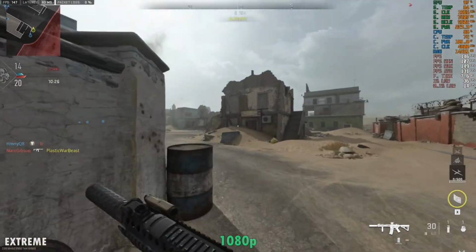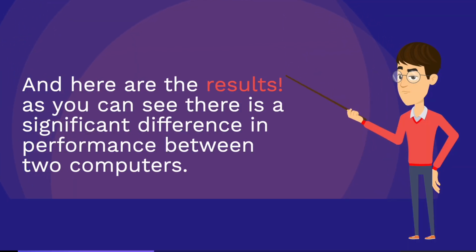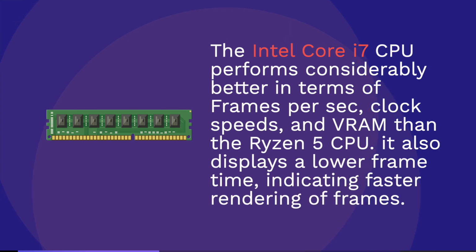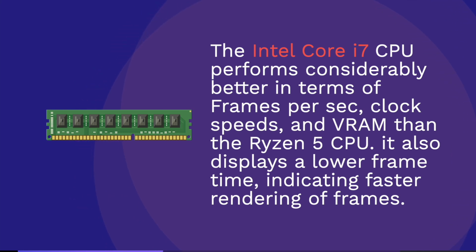And here are the results. As you can see, there is a significant difference in performance between the two computers. The Intel Core i7 CPU performs considerably better in terms of FPS, clock speeds, and VRAM than the Ryzen 5 CPU. It also displays a lower frame time, indicating faster rendering of frames.